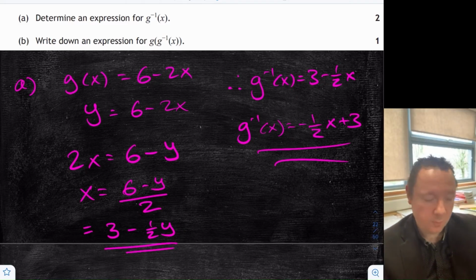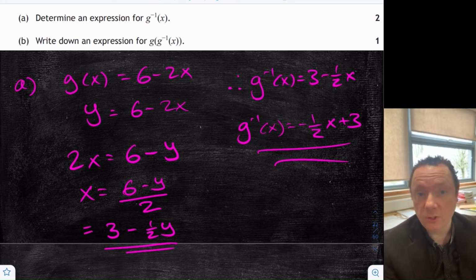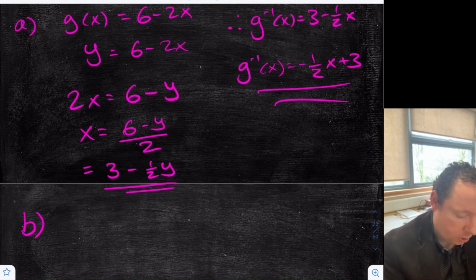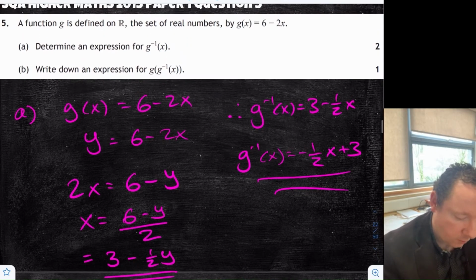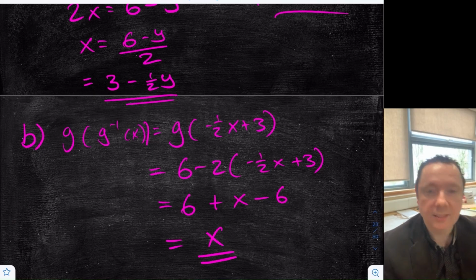Part B, write down an expression for g of the inverse function of x. Well, you should already know that g of the inverse function of x should be x, but let's say you didn't know that, let's do the work for it. So part B, g of the inverse function of x is equal to g of minus a half x plus 3. That equals, remember, g was 6 minus 2x, so 6 minus 2 times minus a half x plus 3. That gives me 6, minus 2 times minus a half is plus 1x. Minus 2 times 3 is minus 6. 6 minus 6 is 0, so we get x, and there we are.